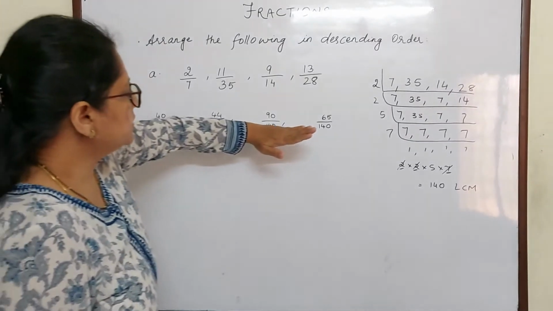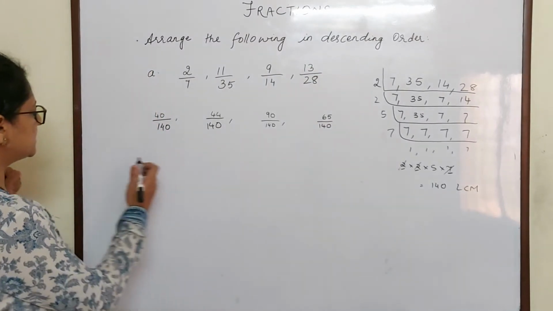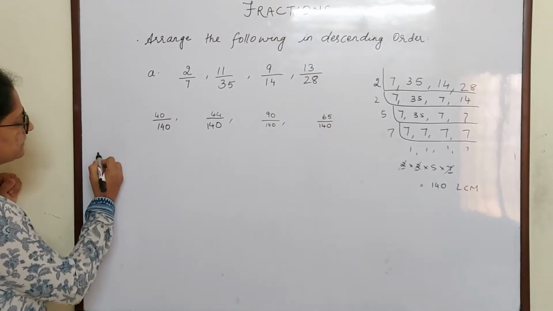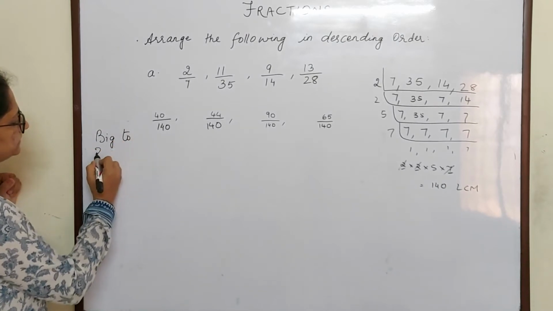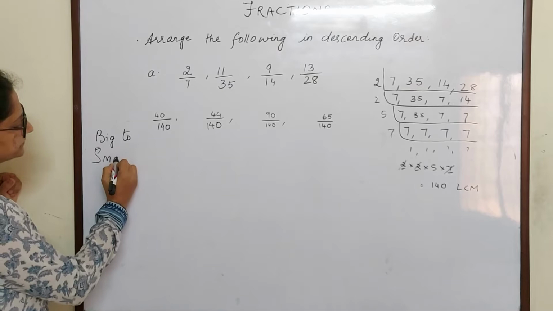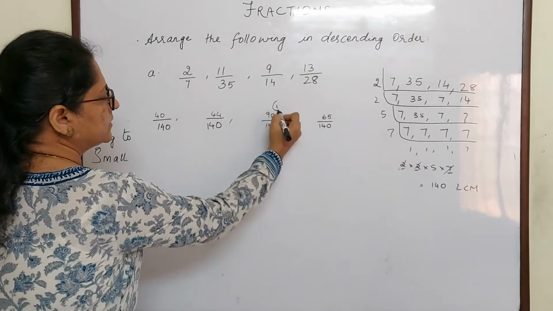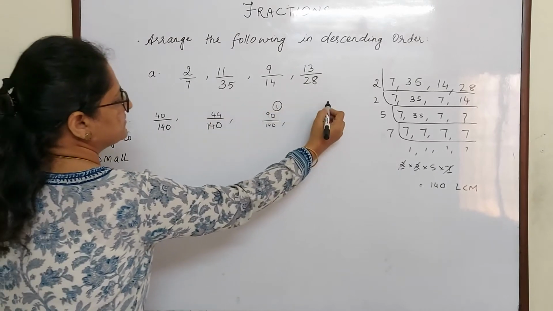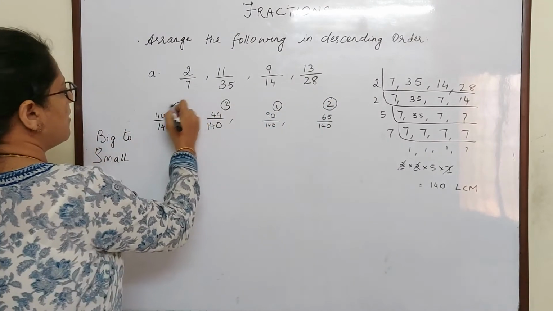So now when the denominators are equal, we have to just see the numerator. And what is descending order? Descending order means placing the numbers from big to small. So which is the highest number here? 90. Second is 65. Third is 44 and fourth is 40.